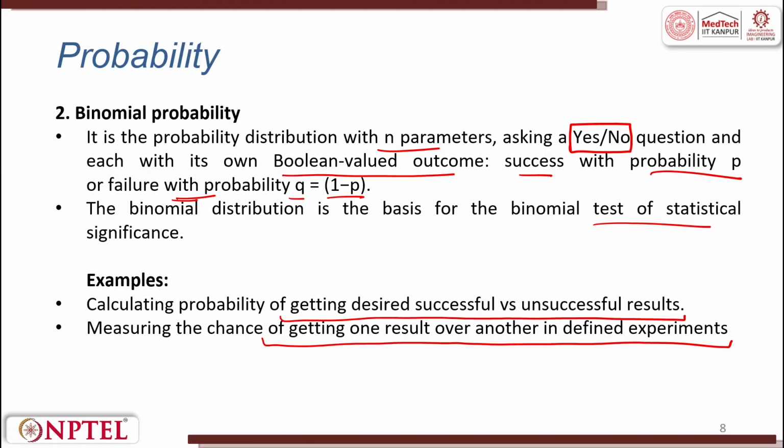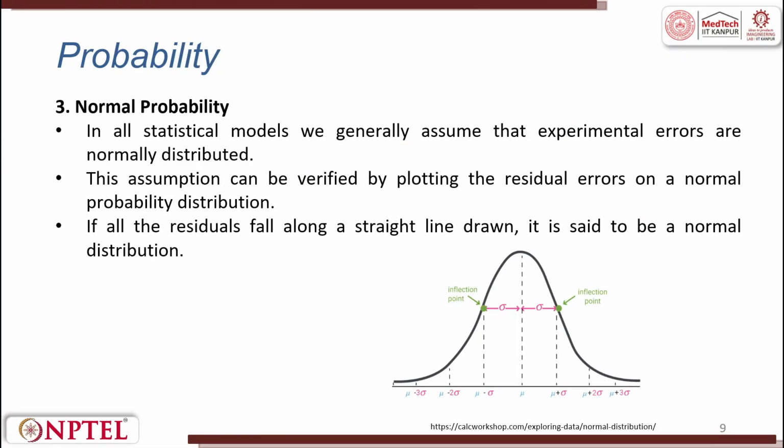Third one, which is normal distribution, that I will give you more detail about because we are going to talk about the hypothesis testing based upon this only. In all statistical models, we generally assume that experimental data errors are normally distributed. This assumption can be verified by plotting the residual errors on a normal probability distribution. If all the residuals fall along a straight line drawn, it is said to be normal distribution.